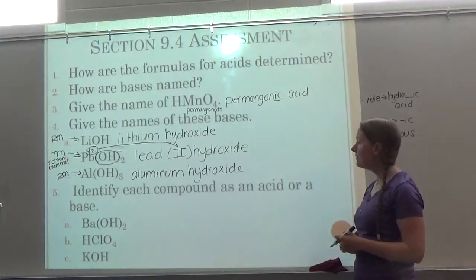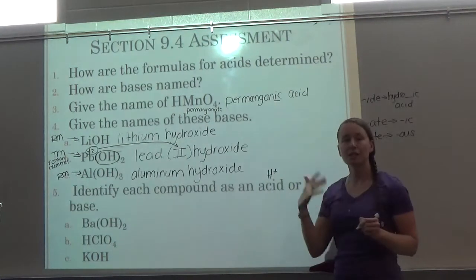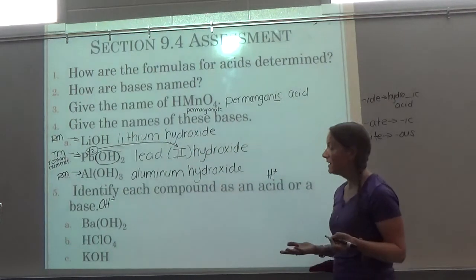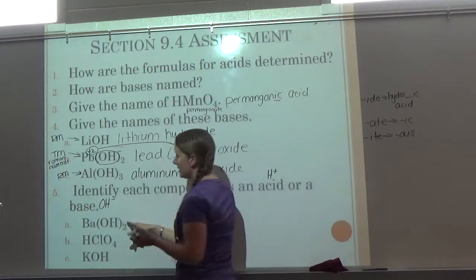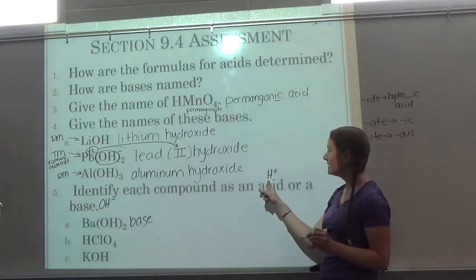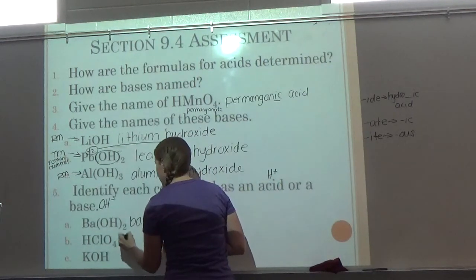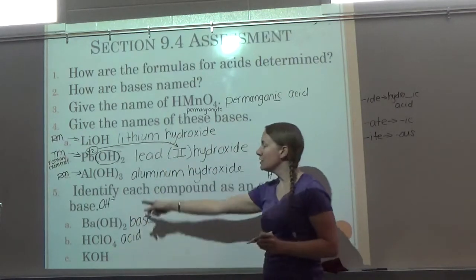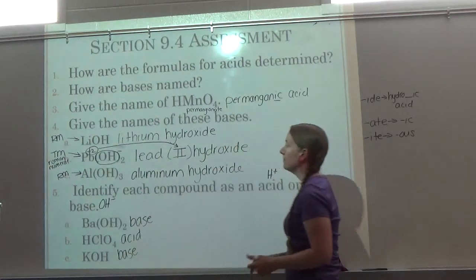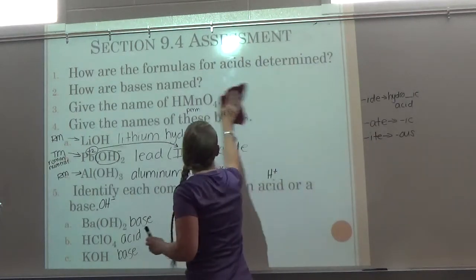Alright, so number 5 says identify each compound as an acid or a base. So acids release H+, so H is going to be at the beginning. Bases release OH negative, so OH would be at the end. So Ba(OH)2, because it contains hydroxide, is going to be a base. HClO4, because the hydrogen is listed first, it has a positive charge, so H positive means it is an acid. And KOH, because it ends in the hydroxide ion, is a base. Alright, so let's move on. I think there's a couple more questions on the next slide.